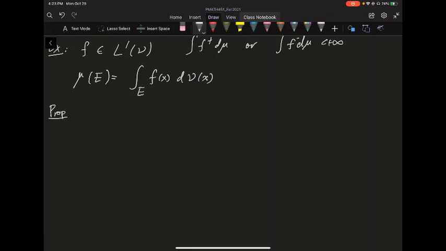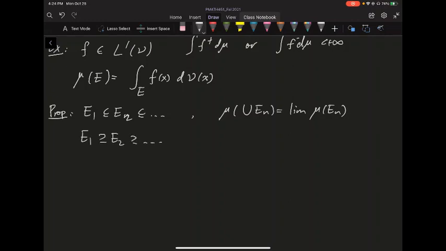So for example, one of them is the continuity along increasing and decreasing chains. Suppose I have some E1 containing E2 and so on, and mu is some signed measure, then mu of the union of these En is equal to the limit of mu of En. And if I have a decreasing chain, so now everything is decreasing, then mu of their intersection is also equal to the limit of mu of En.